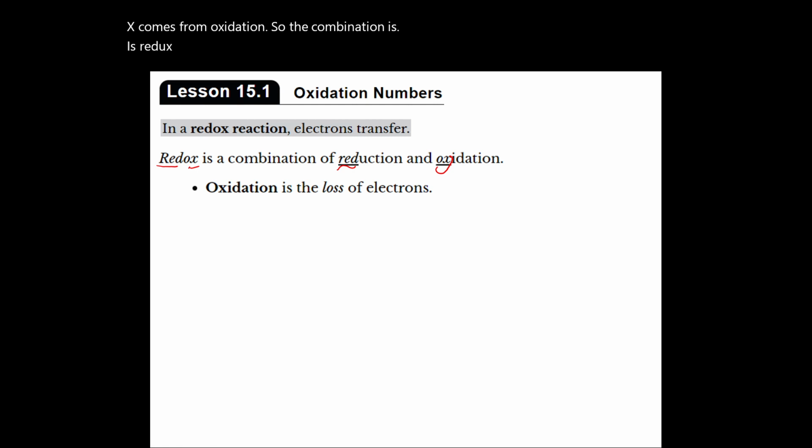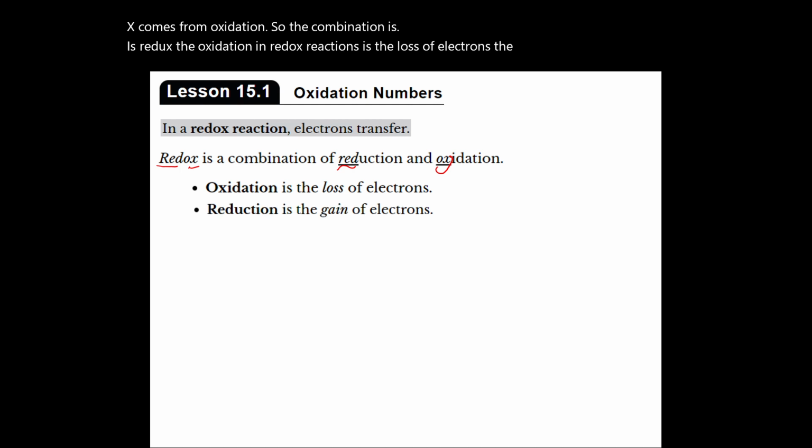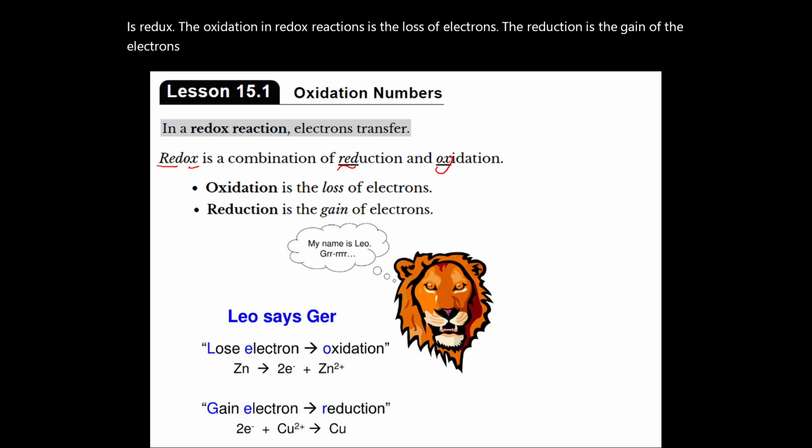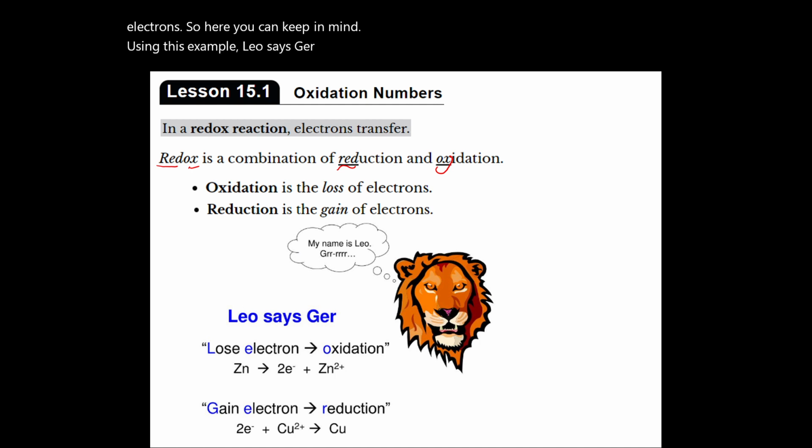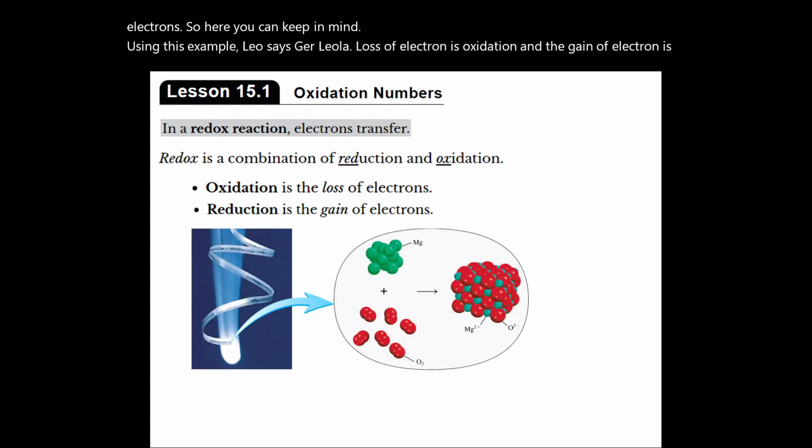The oxidation in redox reactions is the loss of electrons. The reduction is the gain of electrons. Here you can keep in mind, using this example, LEO says GER: loss of electrons is oxidation, and the gain of electrons is reduction.